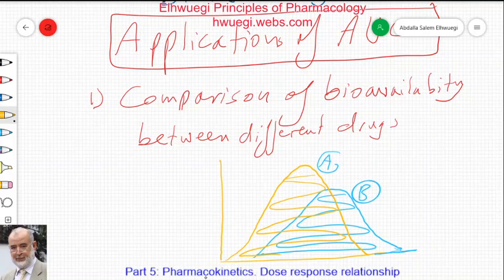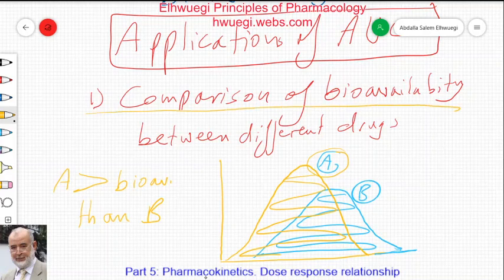Which of these 2 produces the higher bioavailability? Which has the larger area under the curve? A, of course. Then we can say that A produced more bioavailability than B. This is the first application for the area under the curve: the comparison between different drugs.